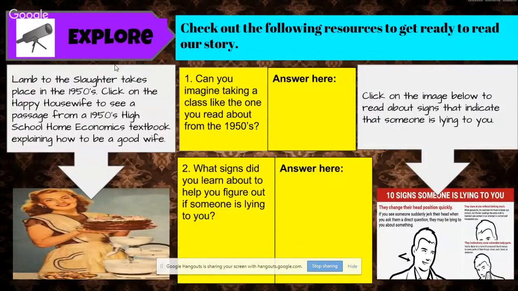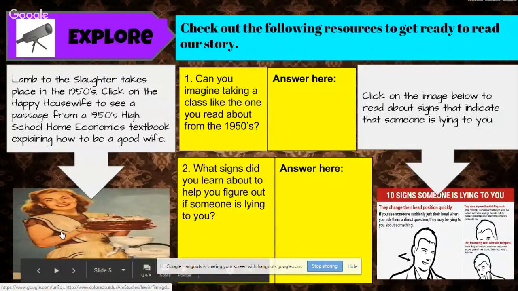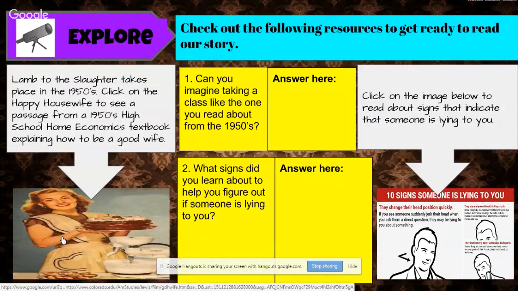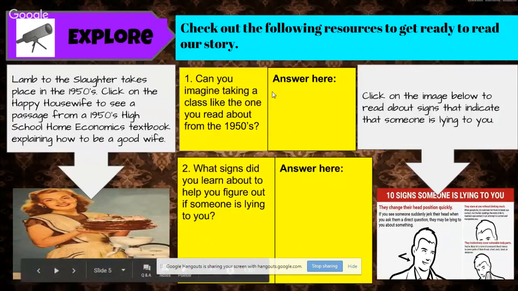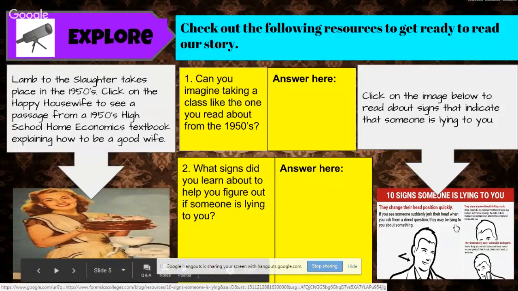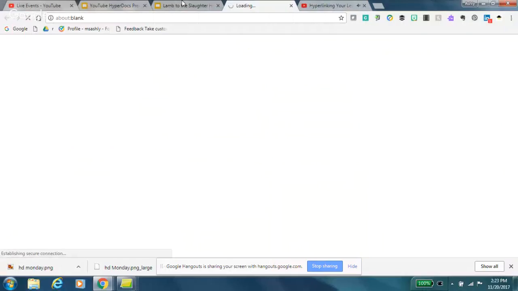On the left side, which was pretty fun, Lamb to the Slaughter takes place in the 1950s. Click on the Happy Housewife to see a passage from a 1950s high school economics textbook, which was very interesting because my class is composed primarily of females. They got to read what the expectations were on how to be a good housewife, and then they answered whether they could imagine taking a class like that. On the other side, they read about 10 signs that someone is lying to you.